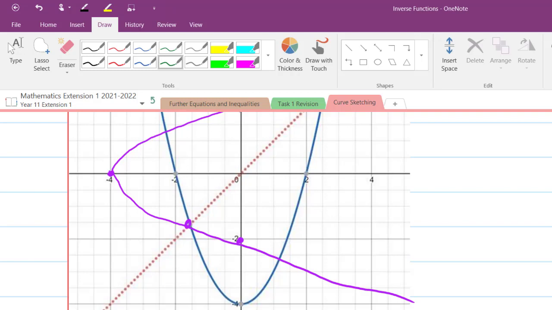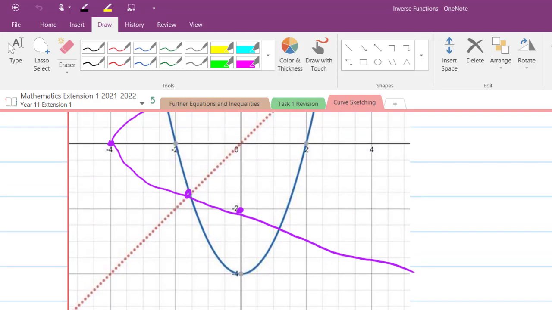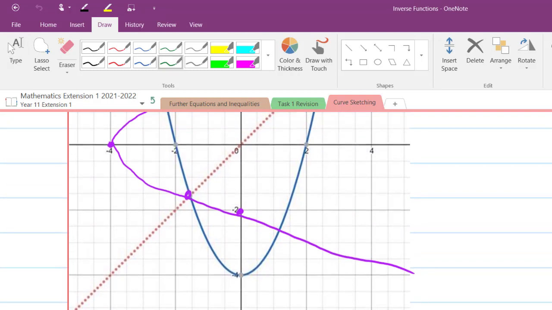When you're saying whether they're functions or not, you're talking about the inverse. Yes, I'm just talking about the inverse. There's no relationship with the originals and the inverse. There is, we're getting there. Don't say sorry. So the fourth one isn't. Why? Well, it fails the vertical line test.